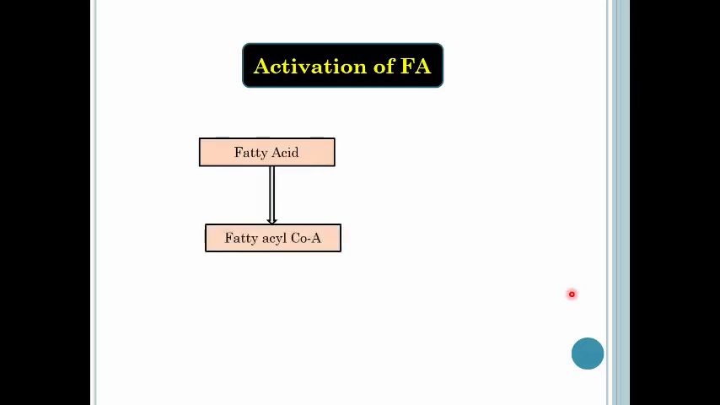So the first step is activation of fatty acid. In that, fatty acid which is present in the cytoplasm will be converted to fatty acyl CoA with the enzyme thiokinase. As I told, kinase means utilization of energy. So ATP will be converted to AMP plus pyrophosphate. Okay, so two high energy bonds are utilized in the activation of fatty acid. This reaction occurs in the cytoplasm.